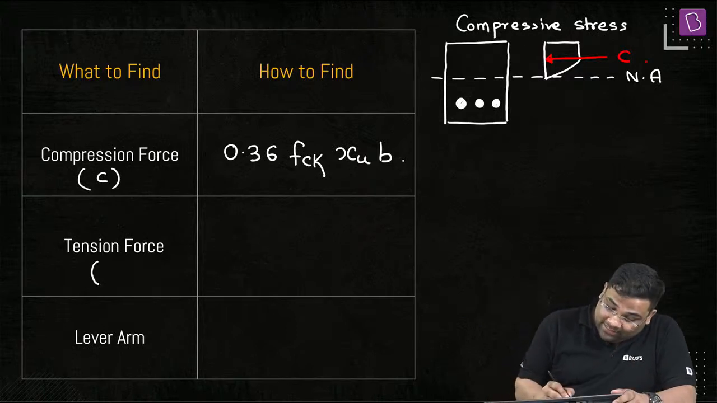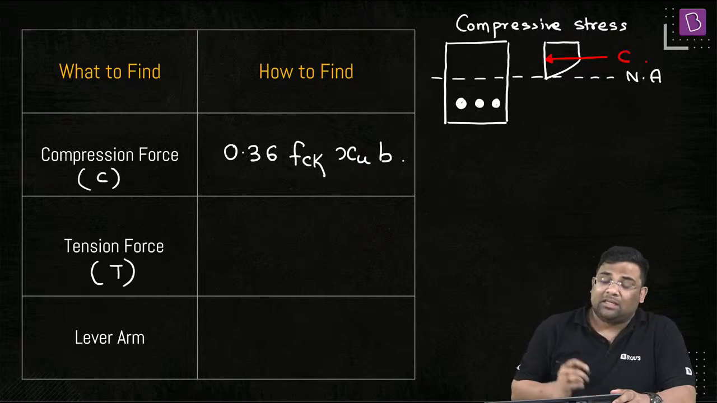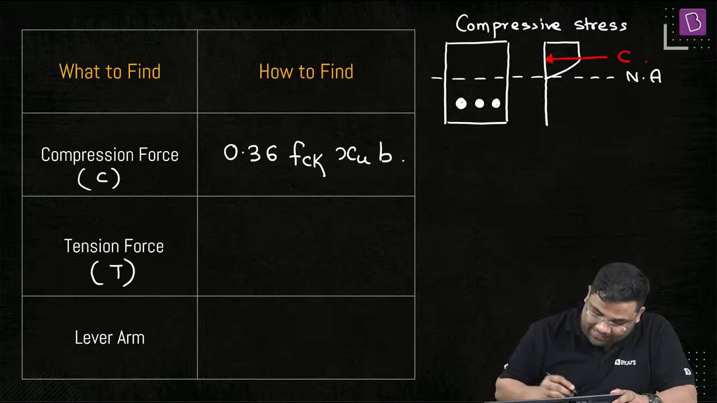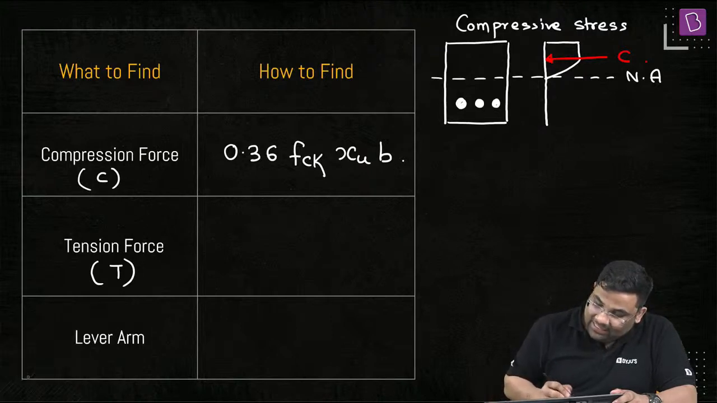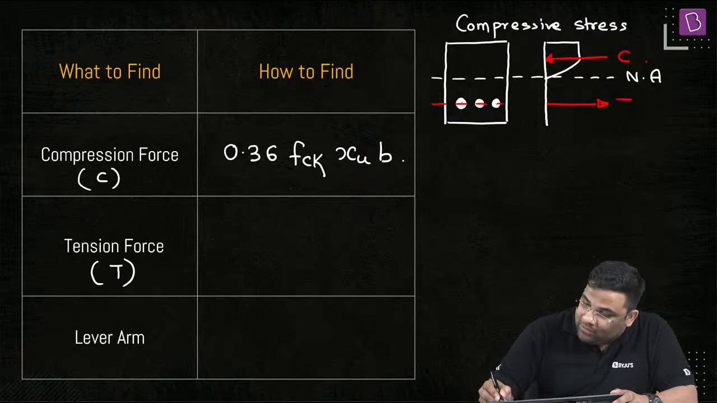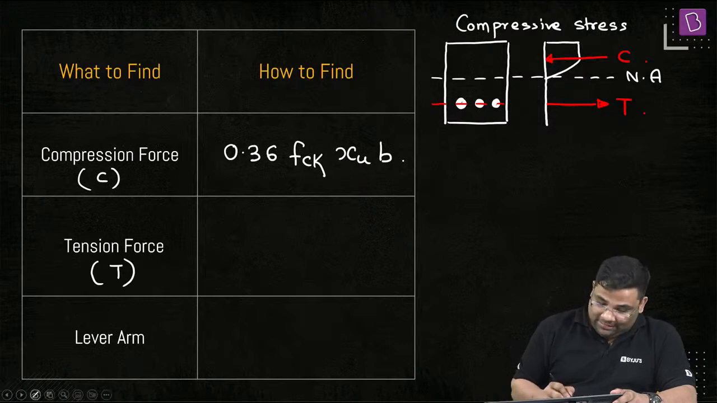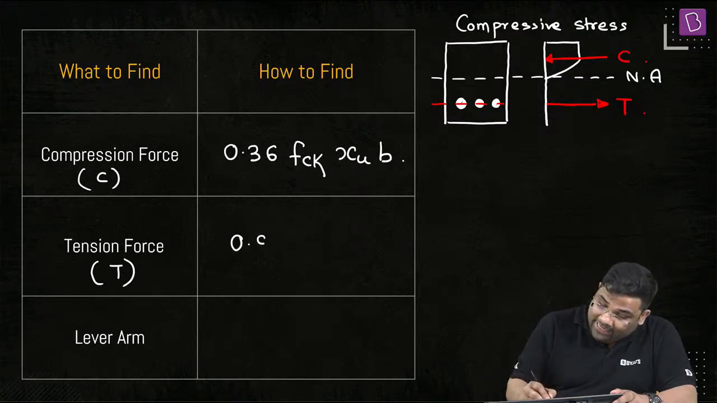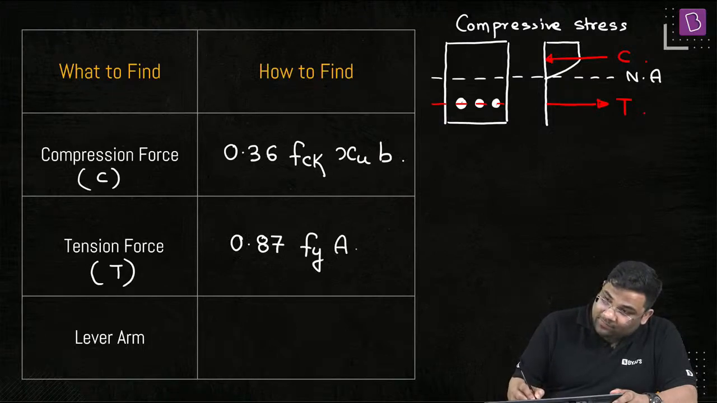Then we have the total tension force. It will be acting at the level of the steel, because tension is acting in the steel. This total tension force T is 0.87 Fy into Ast.